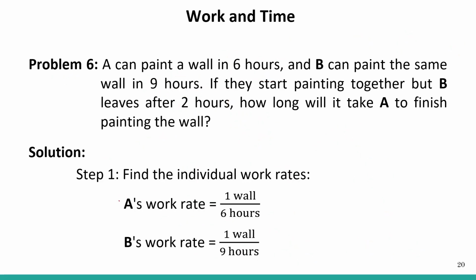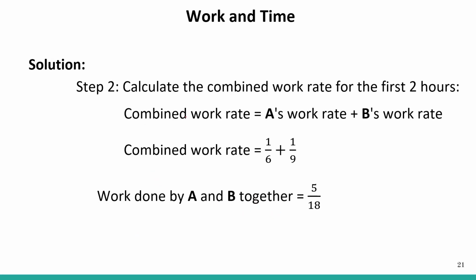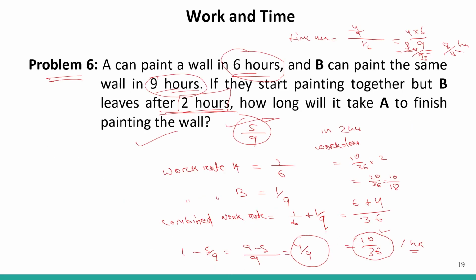So what we did first was find the individual work rates of A and B, that is 1 by 6 wall per hour and 1 by 9 wall per hour respectively for A and B. Okay, so let's see step 2. What we needed at that time was the combined work rate. So we added A's work rate and B's work rate, 1 by 6 plus 1 by 9, and we got 5 by 18. So the combined rate was this much.